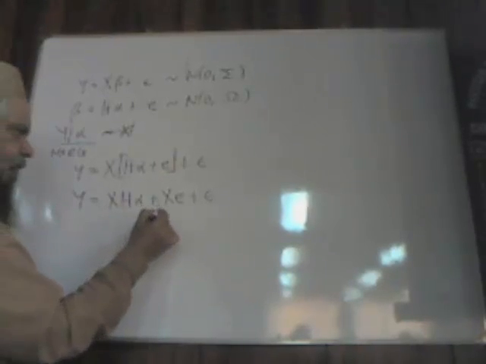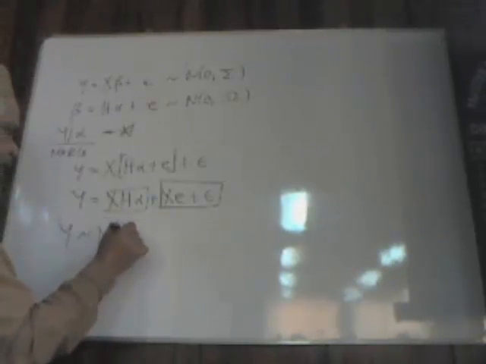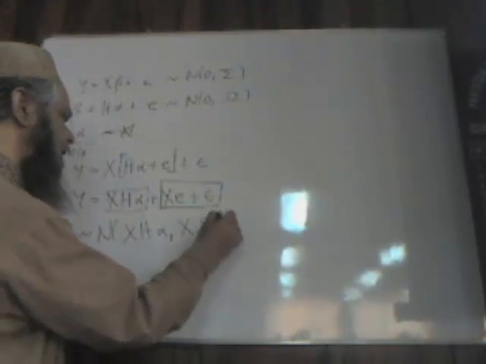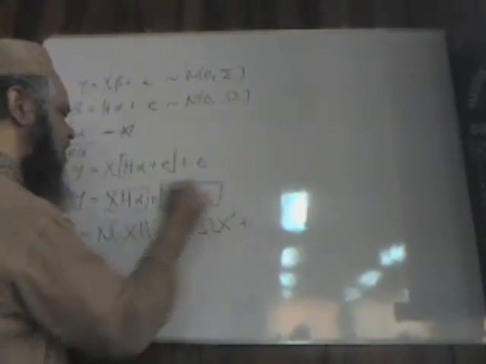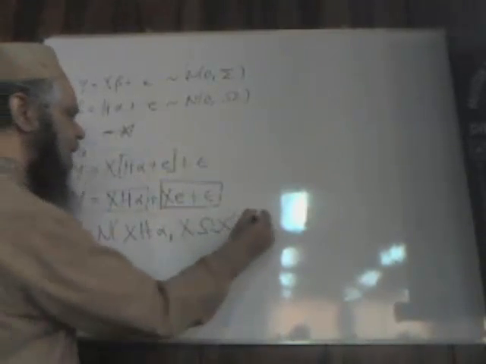So now e has mean 0 and epsilon has mean 0. So this is the error term. This is the mean. So y is normal with mean xh alpha, and covariance matrix equal to the covariance of these two. Now assuming that these two are independent, the covariances of these two terms add. The covariance of the first term is x omega x transpose, and the covariance of this thing is just sigma.